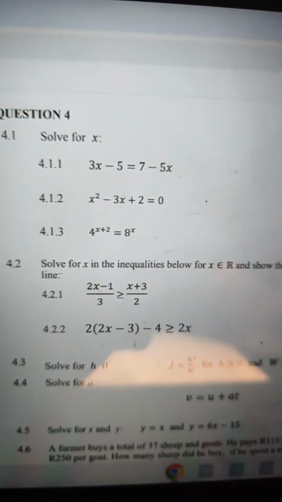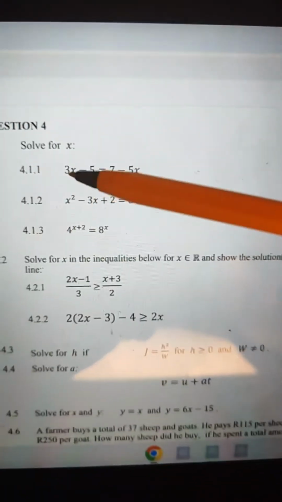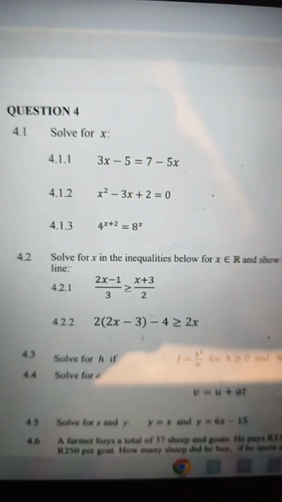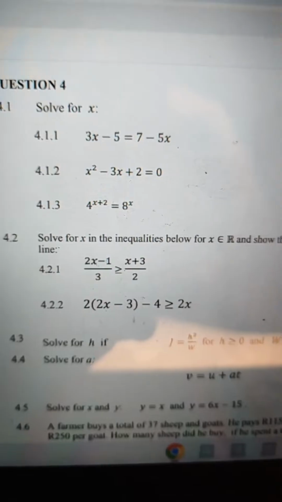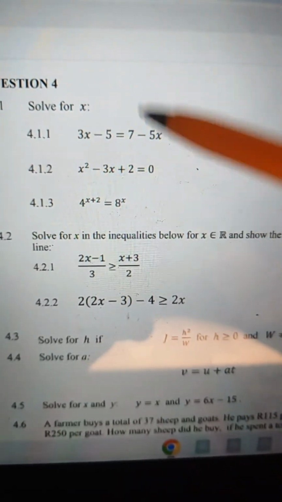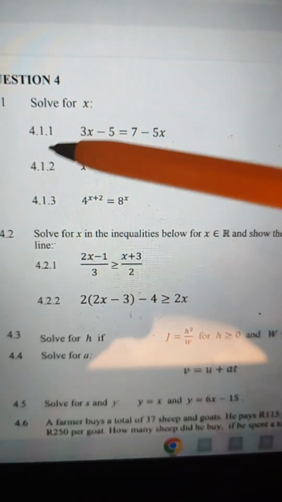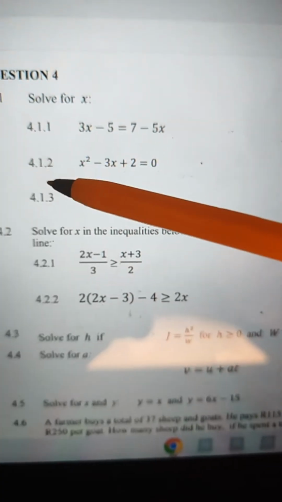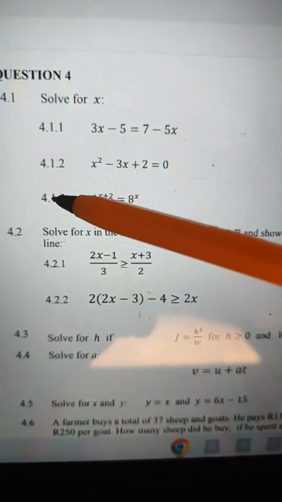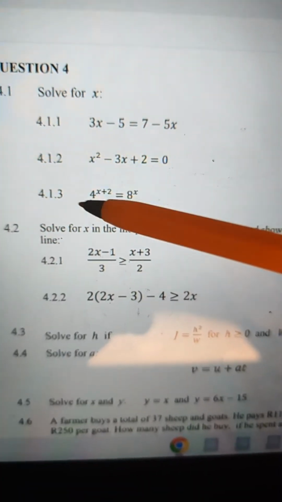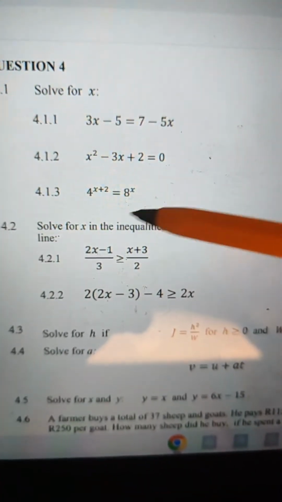Solve for x. Now we are entering into the solve for x zone. 4.1.1, 3x minus 5 is equal to 7 minus 5x. Now for a grade 10 learner, guys, this is a typical grade 8 question. 4.1.2, you are in grade 10. This is a grade 9 question. 4.1.3, you are in grade 10. This is a grade 8 question.